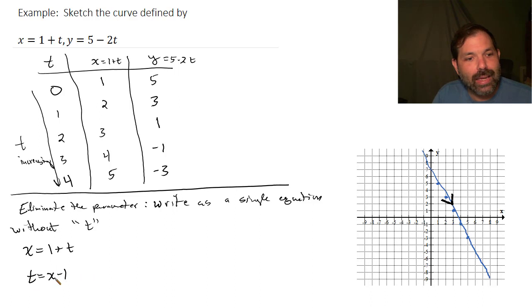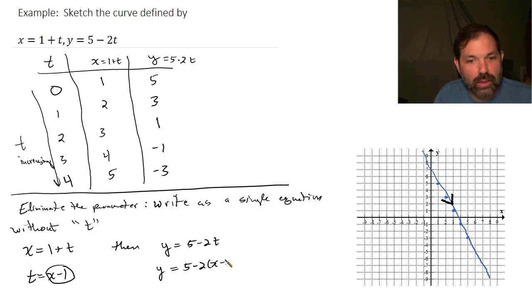And so now I can take this x minus 1 and use it to replace t in the other equation. So then we know that y is equal to 5 minus 2t, so y is equal to 5 minus 2 times (x minus 1), or y is equal to negative 2x plus 7. And that's the equation of a line with slope negative 2 and y-intercept at (0, 7).